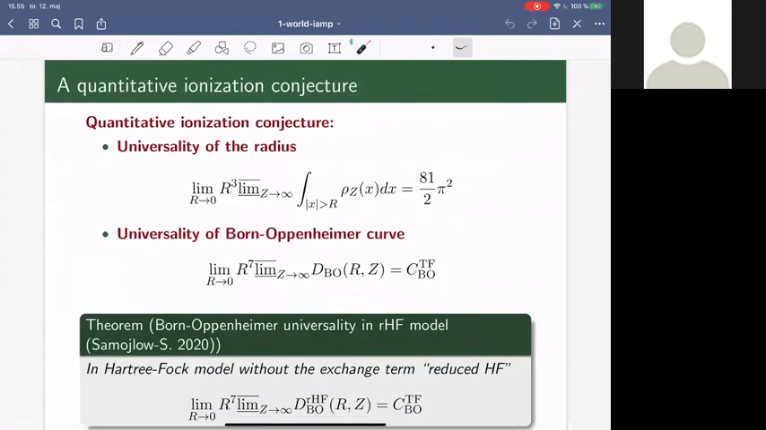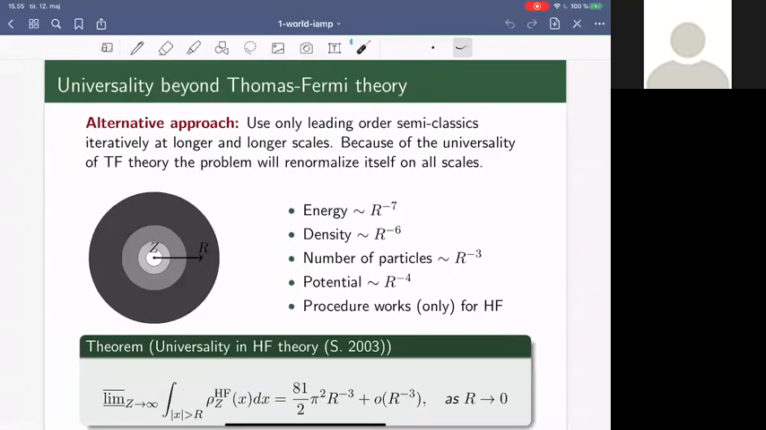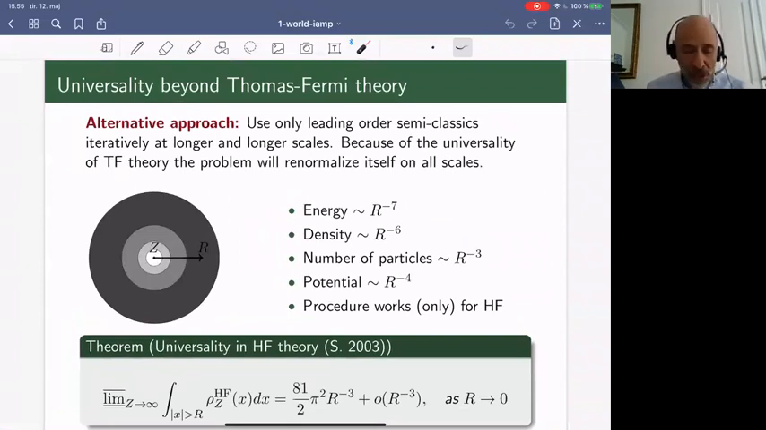Fixed point of what? Of what transformation? That's what I'm saying. There is no transformation, but the Thomas-Fermi potentials phi z converge to the x to the minus 4. As z goes to infinity, the phi z converges to x to the minus 4.